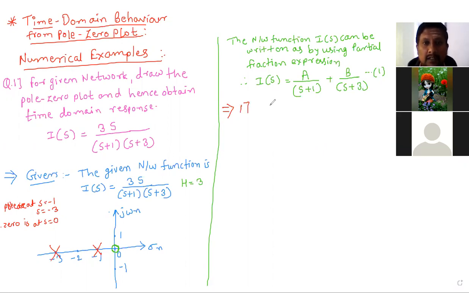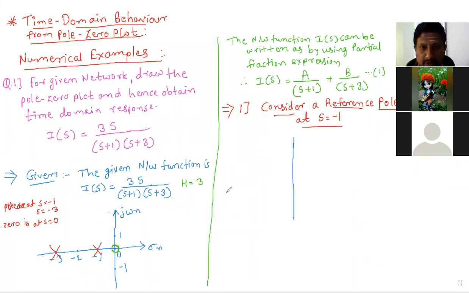First part, consider a reference pole. Consider a reference pole at s is equal to -1. s is equal to -1 ला जे काही पोल आहे त्याला तुम्ही आता रेफरन्स म्हणून घ्यायचे. Have you understood now? So according to this new point, we have to plot the pole 0 once again. परत एकदा आपल्याला pole 0 plot करावाच लागेल. There is no option. Each time we have to draw the pole 0.